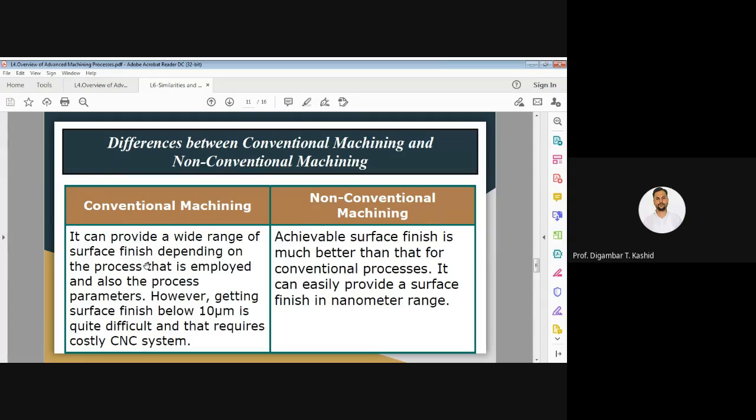But in the case of non-conventional machining, it is very easy. Whatever surface finish we achieve with non-conventional processes is much better than with conventional processes. It can easily provide surface finish in the nanometer range also. To get that nanometer range surface finish, normally we use processes like EBM or ECM.